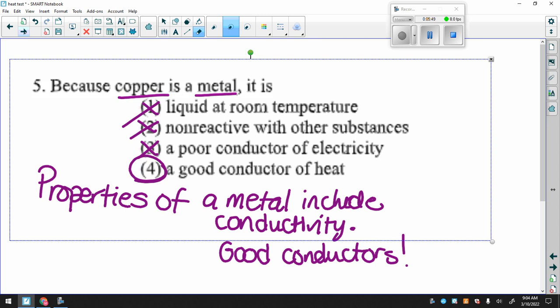Copper is a metal. We know the properties of metal include conductivity. They're good conductors. So the answer would be choice 4.